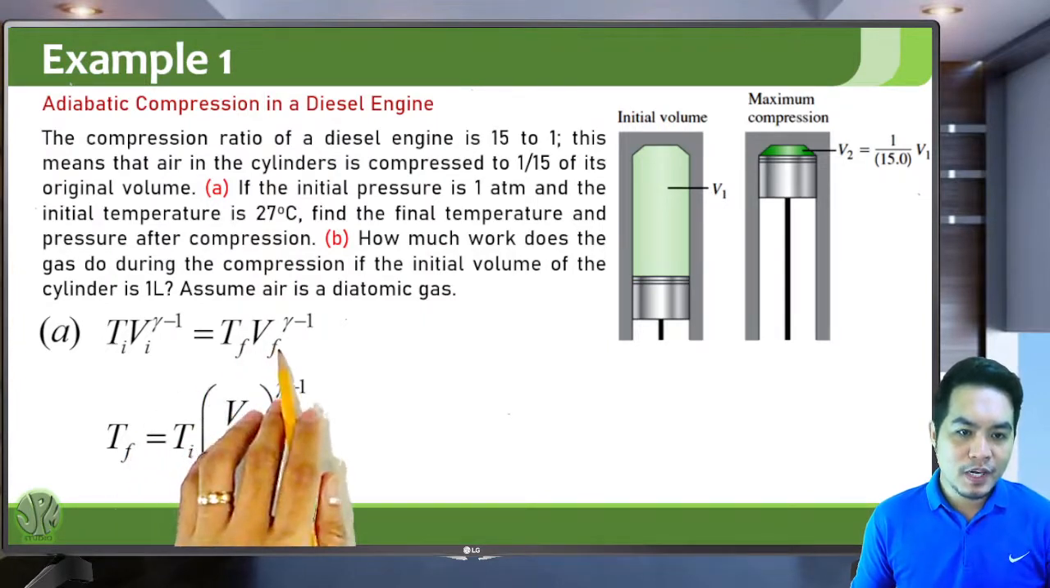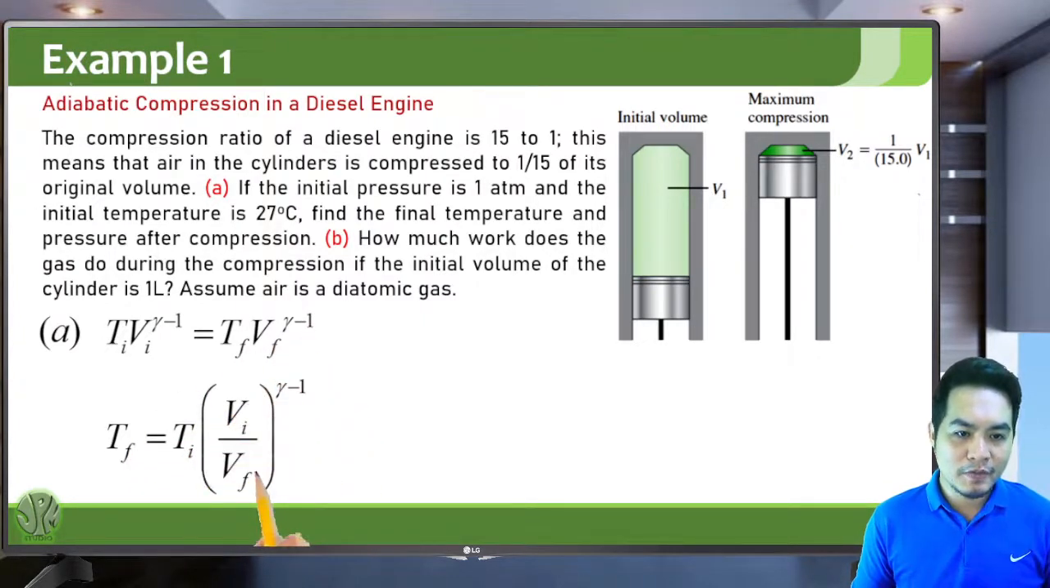So divide both sides by V final to the gamma minus 1, and you have this. So Vi over V final, this is just the compression ratio. This is V1 over V2. And V1 over V2 is just 1 over 15, the compression ratio.